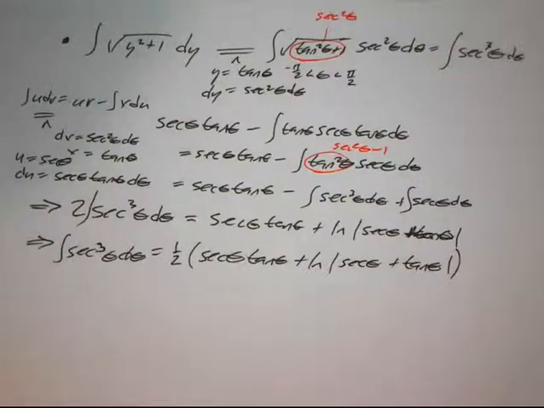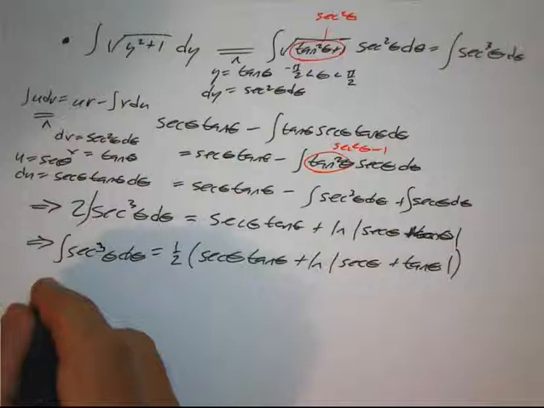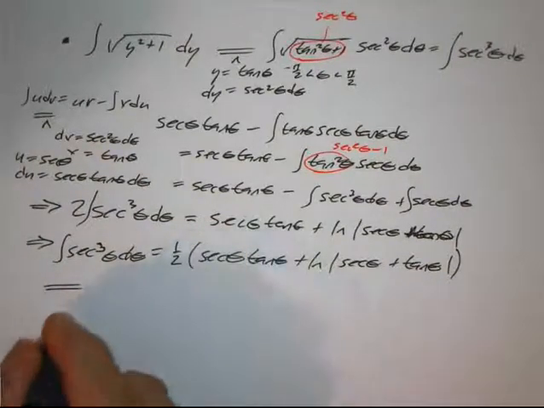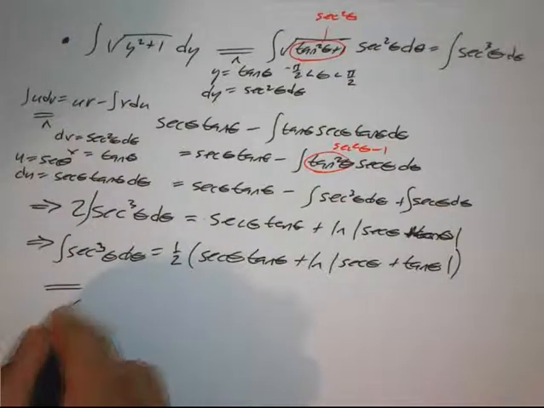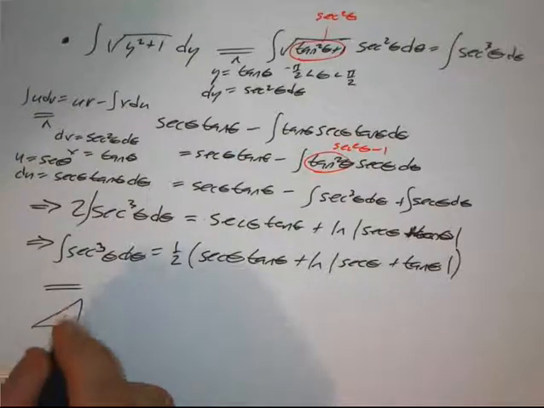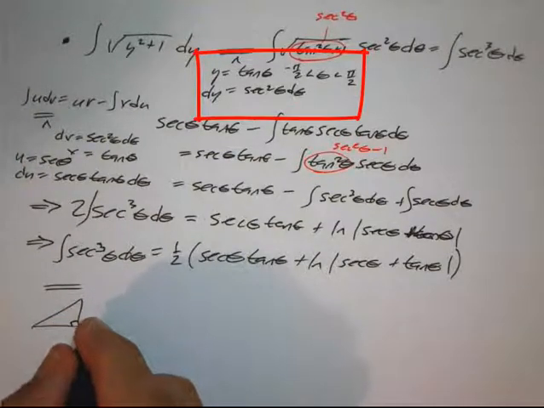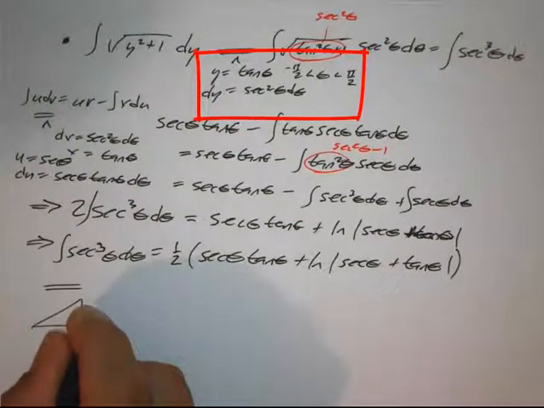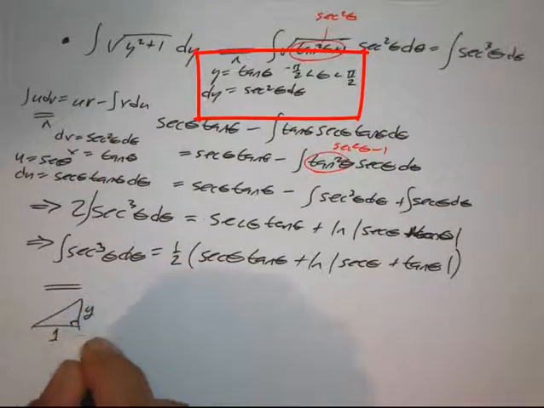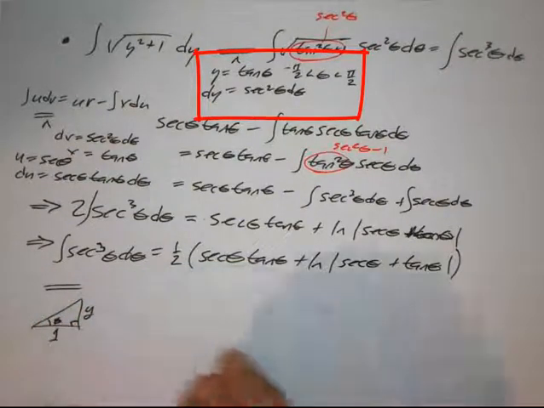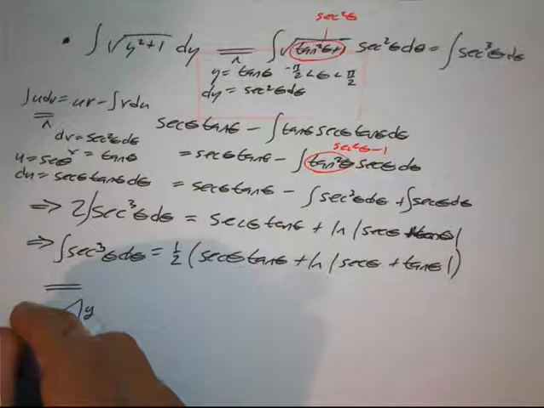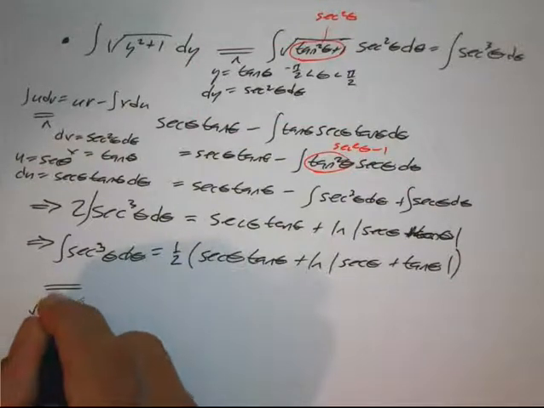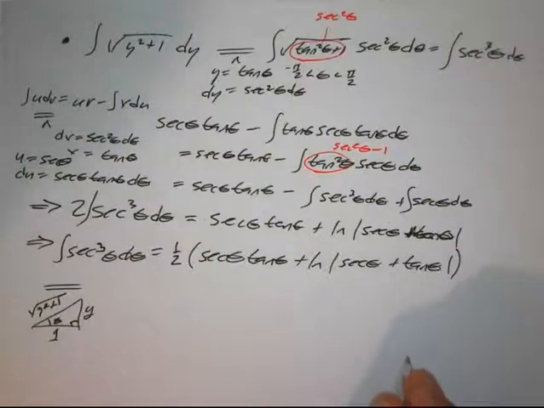Alright, and now we want to do our back substitution. For that, you usually sketch yourself the angle theta in a right triangle. Now our original substitution was y equal to tan theta, so y has to be opposite over adjacent. Y to 1 gives us this theta, meaning the condition is that tan theta equals y over 1, or y. And then the Pythagorean theorem tells us this side is the square root of y squared plus 1 squared, y squared plus 1.